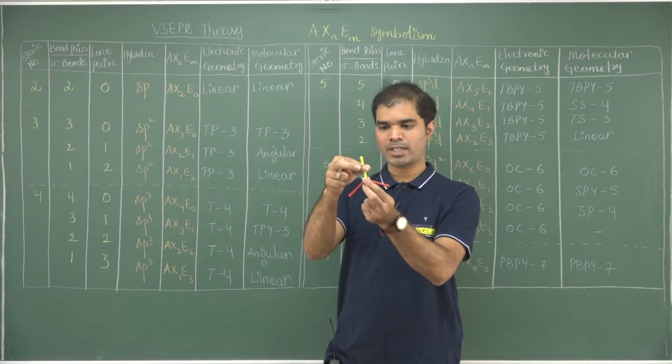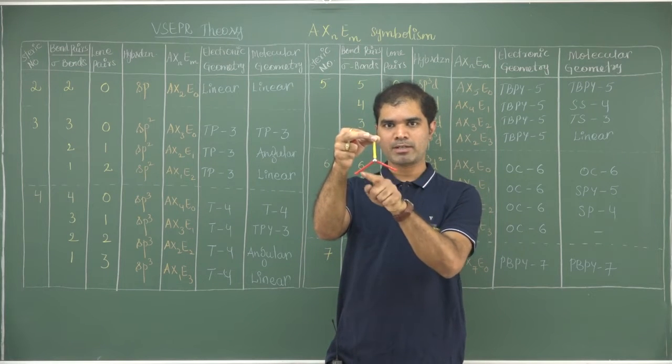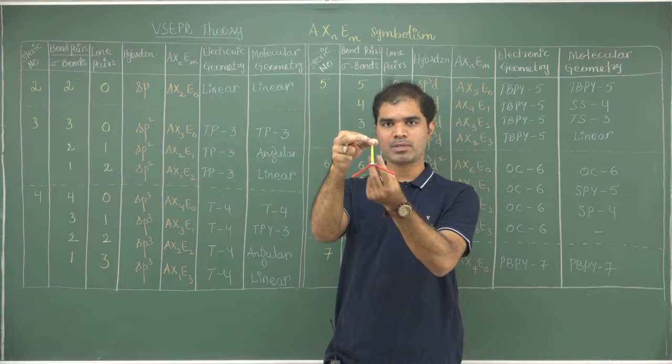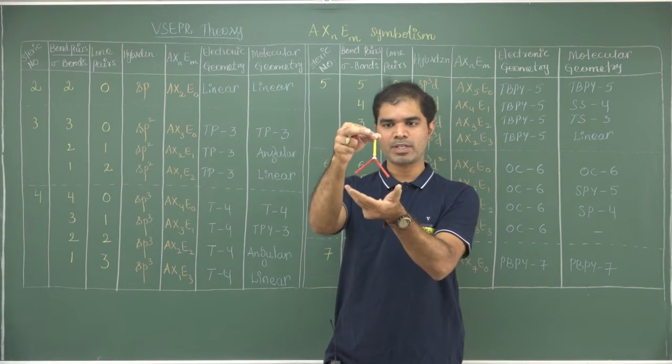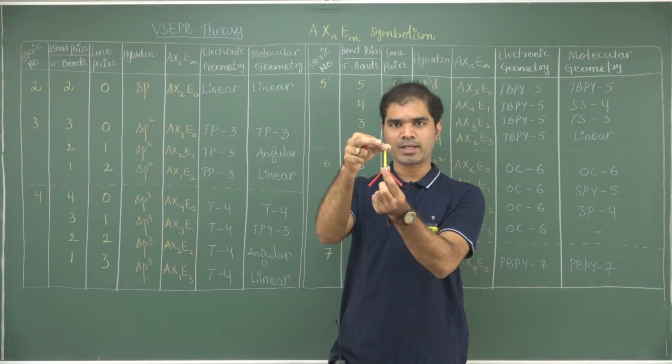just suppose that I have taken a lone pair. Considering this lone pair, this is trigonal planar but not an equilateral triangle, because the lone pair will occupy a greater space, so these two will come much closer. So it is trigonal planar but not an equilateral triangle.